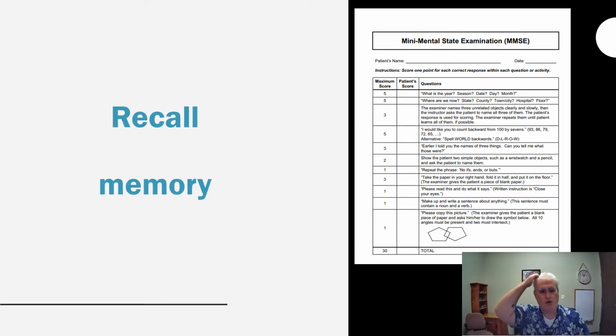Recall and memory. So we're going back to those first 3 words of apple, table, and penny to see if they can remember them. Here again, each one is worth a point. And oddly enough, I have run into cases where it had only been a few minutes, but they could not remember them, or they could remember one.